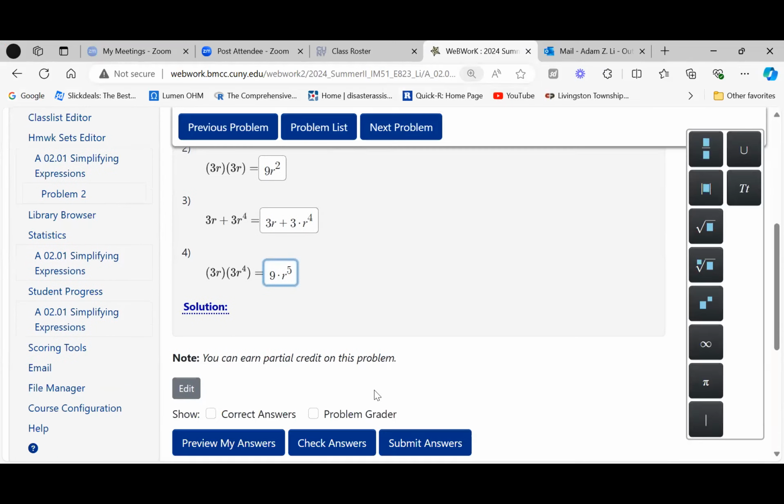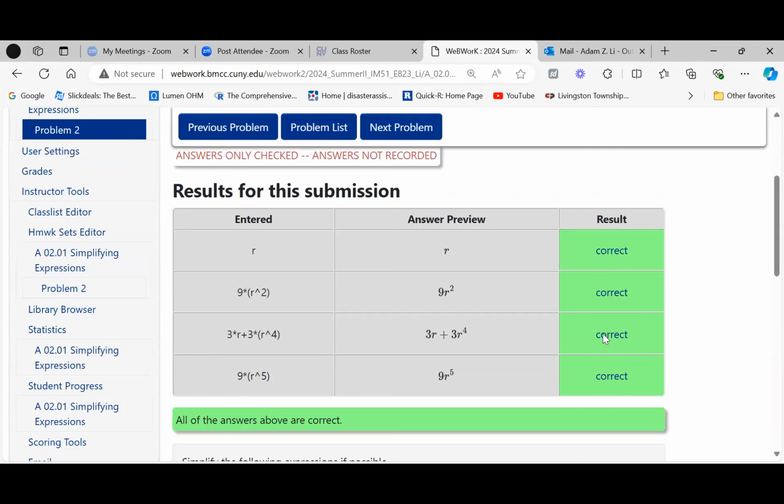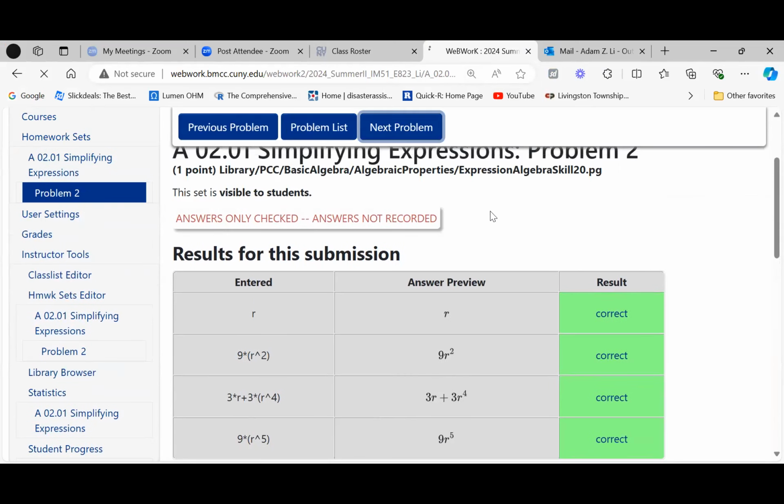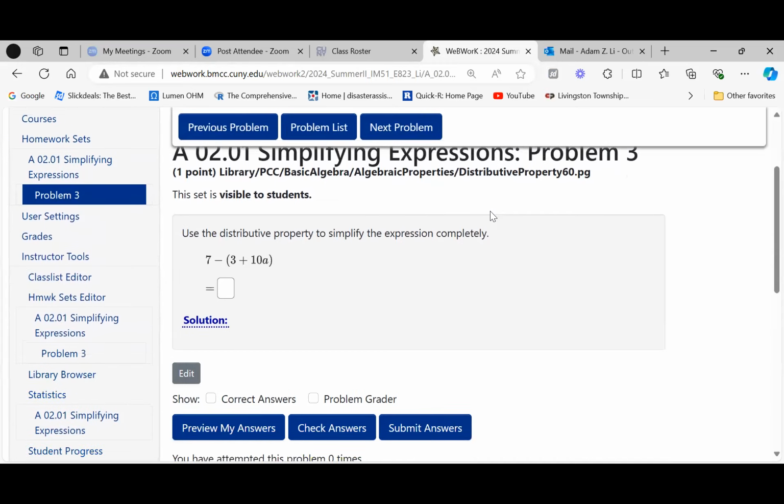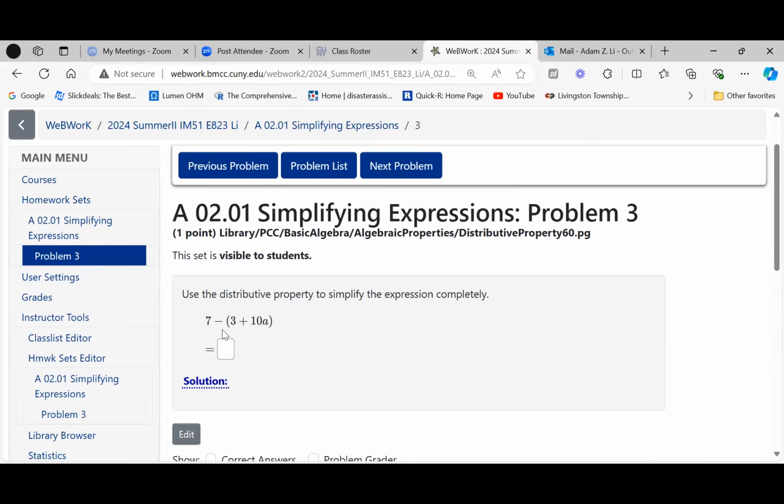Then let's just submit it. Check the answer. Yeah, they're all correct. It's all good. So now let's look at the next one. We try this one, right? Really quickly, you're going to put an invisible one back, and distribute it. Then combine the numbers after this.